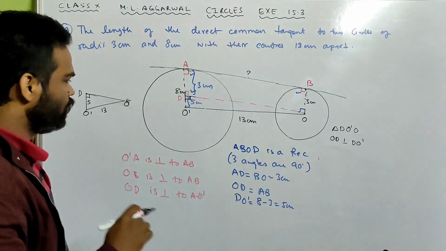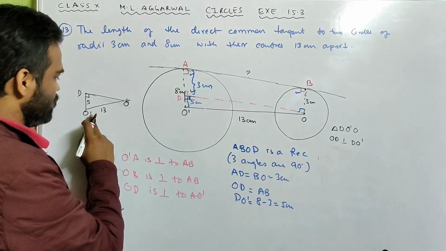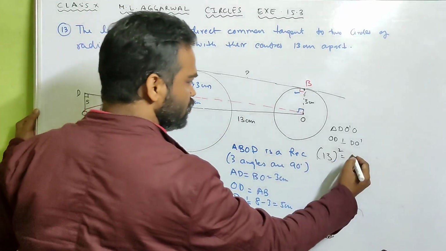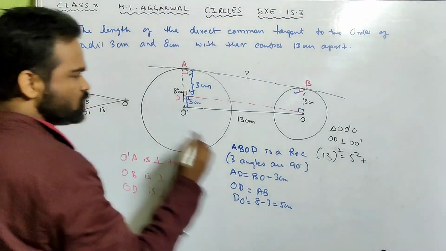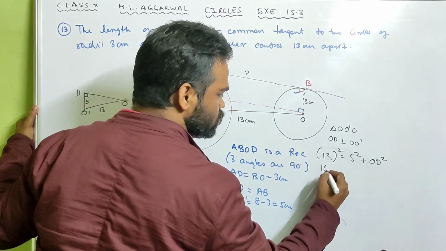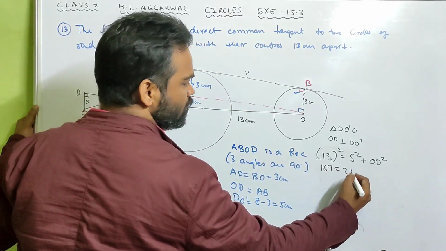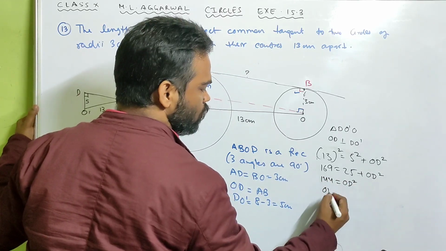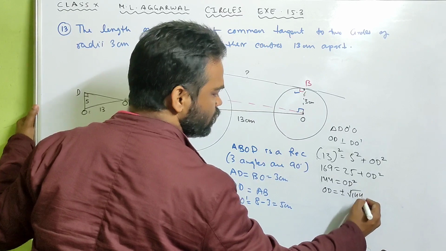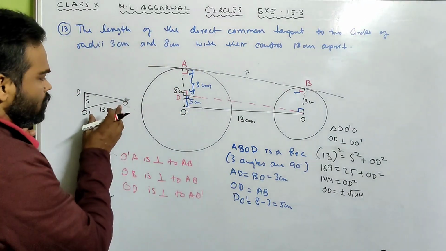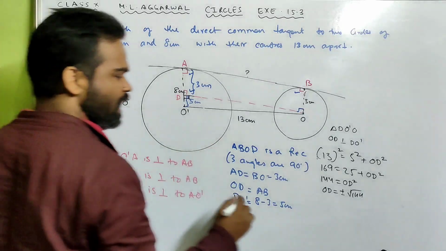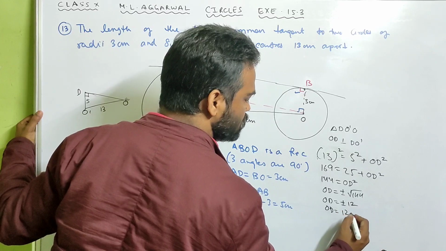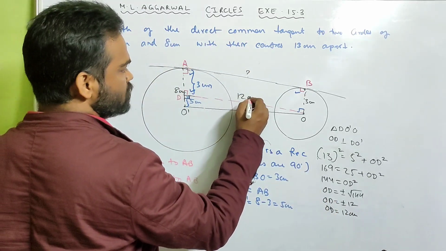Pythagoras theorem. So OO dash is the hypotenuse, which means I can write 13 square, hypotenuse square, is base square, which is 5 square, plus OD square. Which means 169 equals 25 plus OD square. So 144 equals OD square. So OD will be plus minus root 144. Yes or no? Pythagoras theorem, simple. Hypotenuse square is base square plus perpendicular square. Done. So OD is plus minus 12. We'll take the positive value. So OD is 12 centimeter.